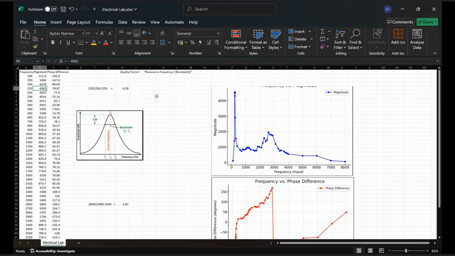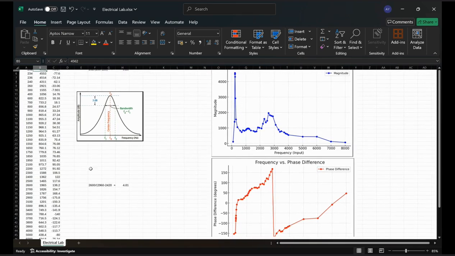Now we have calculated the quality factor of the resonance frequency. The formula, as you can see, is the resonance frequency divided by the bandwidth, where the bandwidth is the range of frequency between the left and right limits at which the magnitude is 1 by 2 root 2 times the magnitude at resonance. The quality factor for our first resonance frequency, 332, is 9.2, and the second resonance frequency is 2600. The corresponding peak value of magnitude is 1965, and the quality factor is 4.18.